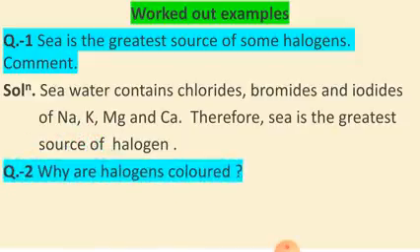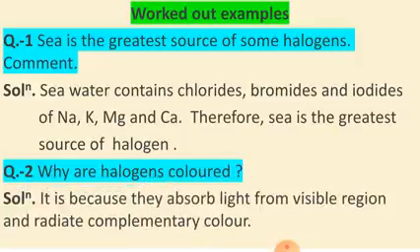Now second question, why are halogens colored? I also told you this. But here the answer is, it is because they absorb light from the visible region and radiate complementary colors. So that's why halogens are colored.